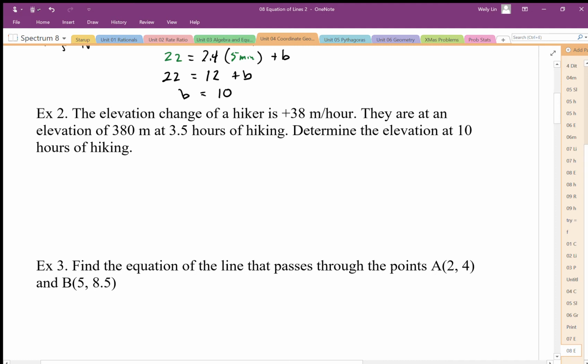All right, so this problem here, we've got a hiker going up a hill. They're going up some hill. Maybe I'll draw it in this way. They're going up a hill, and they're going up at a rate of 38 meters per hour. So that's important. There's a rate there. And they're at an elevation of 380 meters after 3.5 hours of hiking.